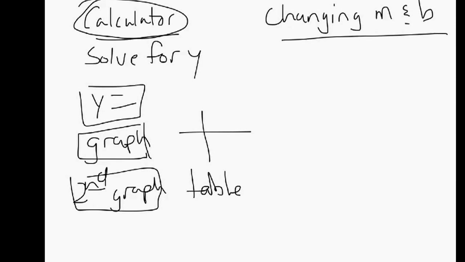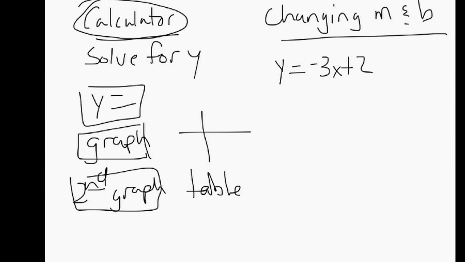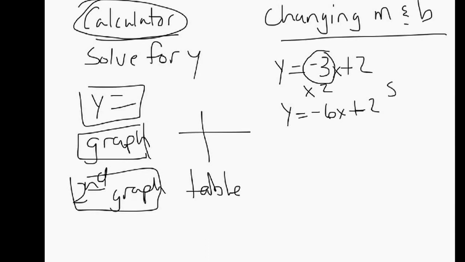Okay. Changes in m and b. A lot of times they'll talk to us about wanting to double the slope or triple the slope or something like that. So if I wanted to double the slope of y equals negative 3x plus 2, double the slope would mean I'm going to double this number. So I would do times 2. So this would be negative 6x plus 2. If I double the slope, if I increase the slope, that's going to make a steeper line. If I decrease the slope, that'll make a flatter line.